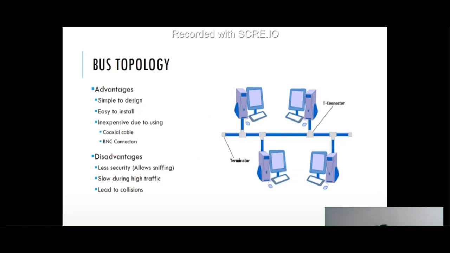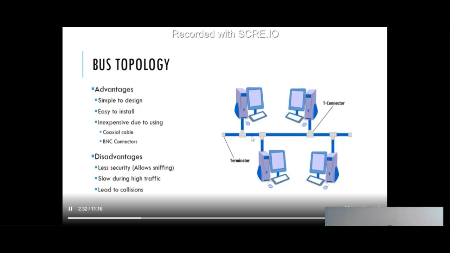What are the advantages of bus topology? The first advantage of bus topology is the design: it is a very simple design, easy to install, and inexpensive due to using coaxial cable or BNC connectors. Coaxial cable, here we can see, this is a cable, and these are the different connectors, which are known as BNC connectors, which can connect one computer with another computer through the wired network.